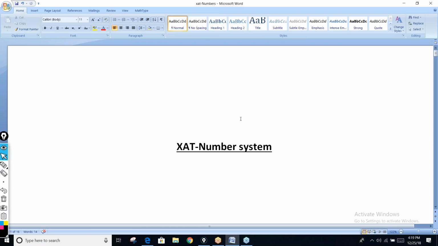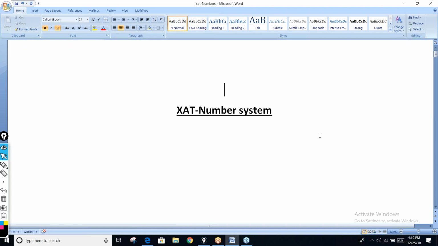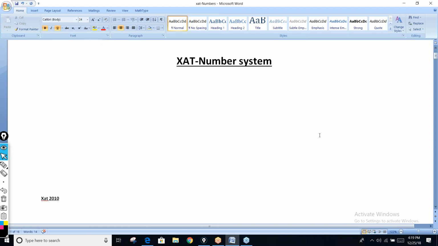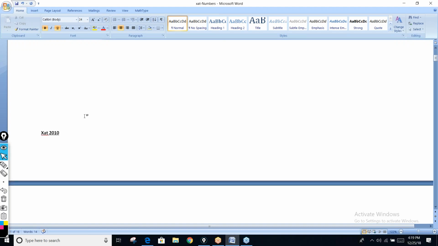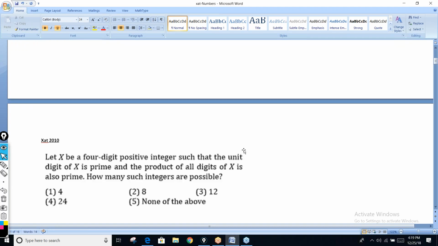So in this session, I'm going to discuss all the questions based on number system, and it includes base system also. Some of the questions based on base system have appeared in Z. We'll discuss those also. All the questions from 2010 to 2018. Okay, so let's start. So I'm starting with Z 2010.